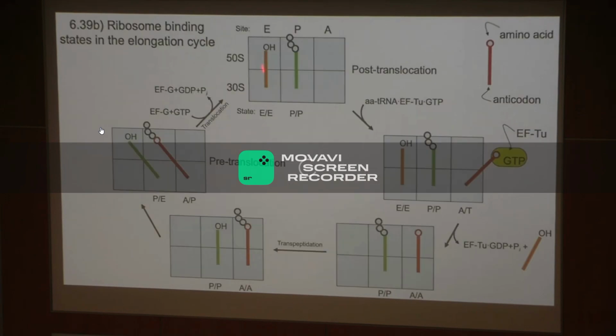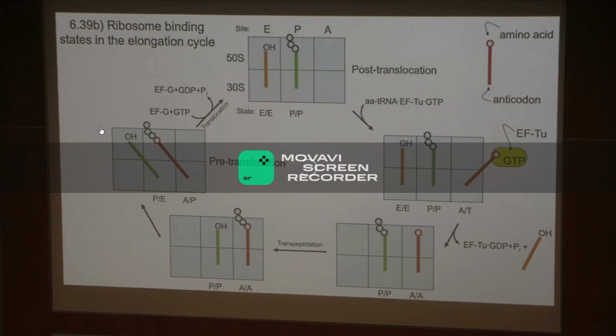We have an uncharged tRNA in the E site. We have a peptidyl tRNA in the P site. And the A site is empty at this stage. Now we have to deliver an aminoacyl tRNA to the A site. Here we have an aminoacyl tRNA bound to EF-Tu in its GTP-bound form. The job of EF-Tu is to deliver the aminoacyl tRNA to the A site. But that delivery occurs in two steps, and those two steps were telescoped into one step in the previous slide.